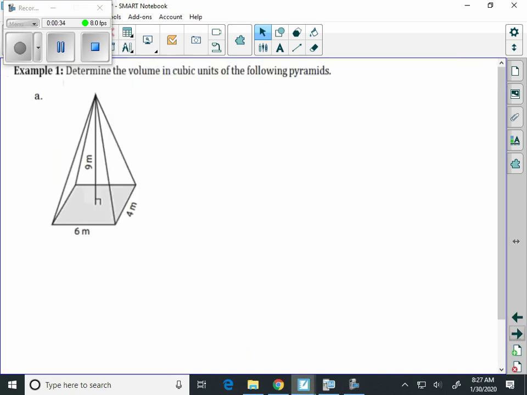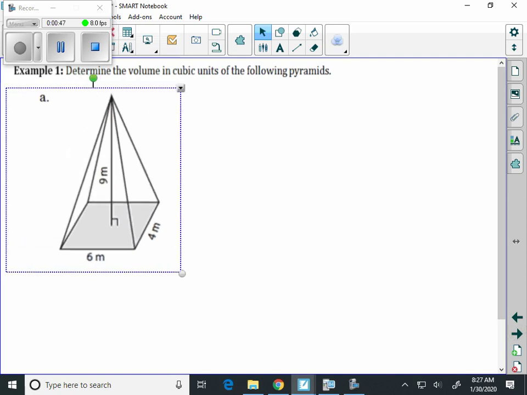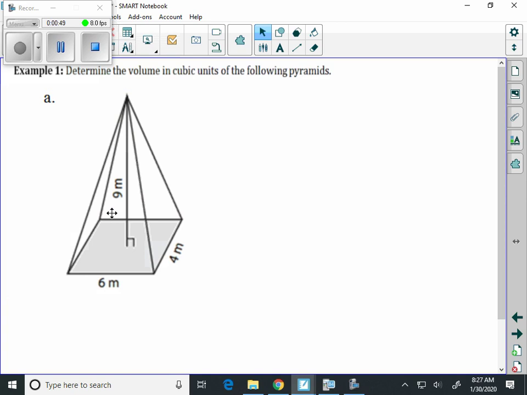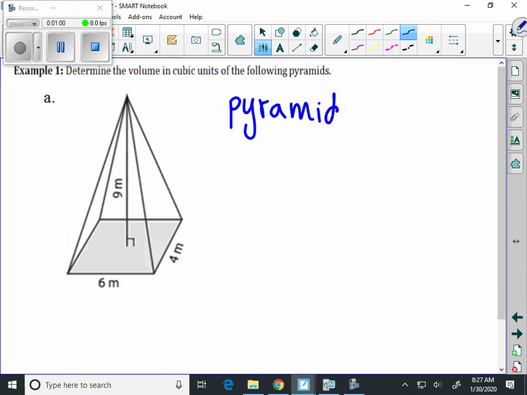So if we look at our first picture here, I wish the picture was a little bit better, and overall this picture is okay. But it says, determine the volume in cubic units of the following pyramid. And what we need to look at here is the fact, first of all, that this is coming to a point, so it is a pyramid, which already says in the directions that at some point we're going to have to be able to recognize what is the figure, and then what formula do we use.